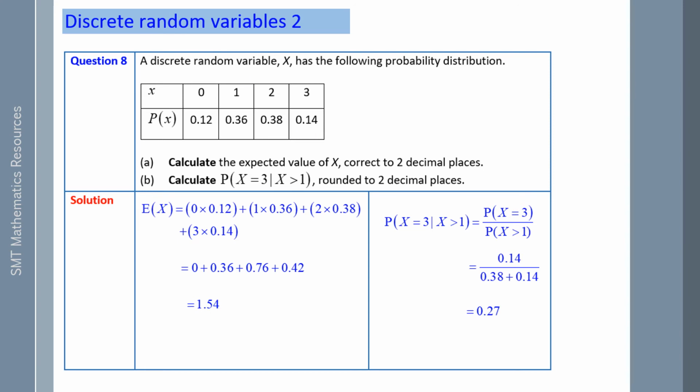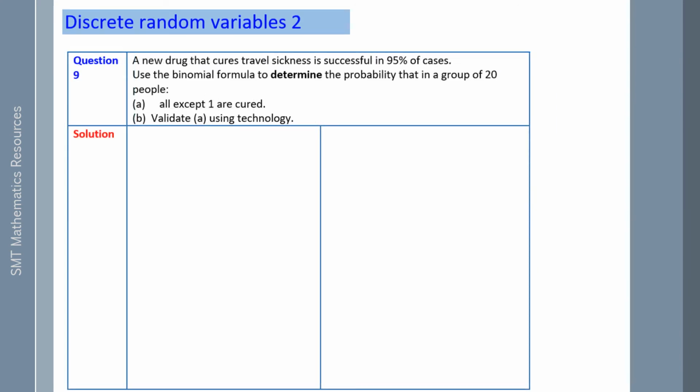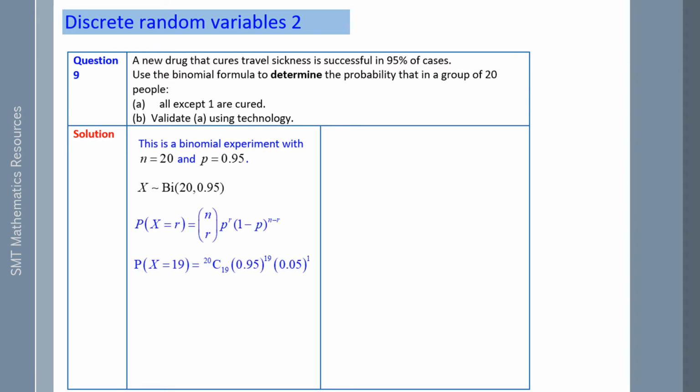A new drug that cures travel sickness is successful in 95% of cases. Use the binomial formula to determine the probability that in a group of 20 people, all except 1 are cured. This is a binomial experiment where n is 20 and p is 0.95. Applying the formula, we can work out 20C19, our successes to the power of 19, our failures to the power of 1, and that is a 37.74% chance.